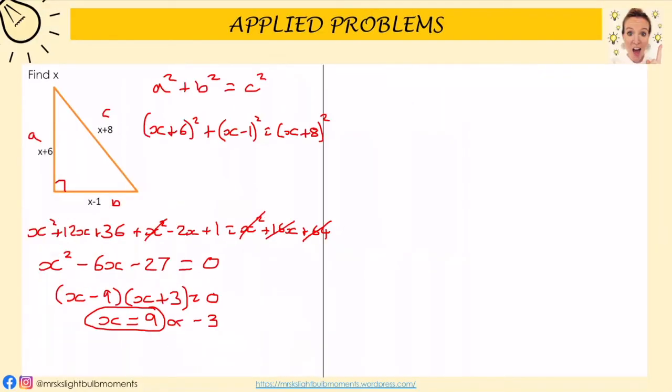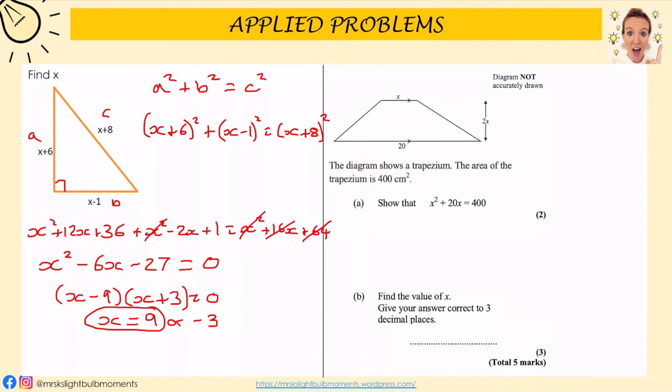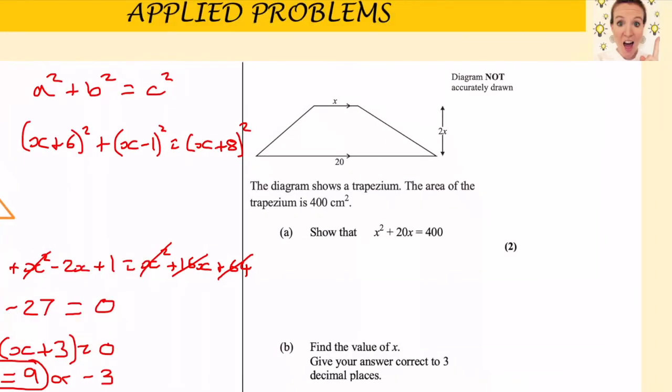Okay, well done if you got that one and spotted it was Pythagoras. Final question then is on a trapezium. Can you remember the formula for the area of a trapezium? See if you can, and in a little moment I'll write it down for those who need a little hint.